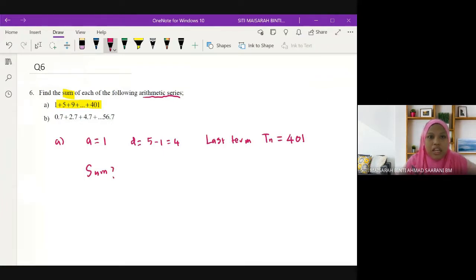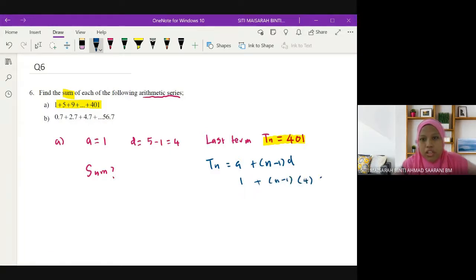semualah. Jadi awak kena cari berapa bilangan term yang dia ada. So untuk cari bilangan term yang ada, you must use Tn equals to 401. Cari dulu n dia ada berapa. So then use Tn equals to A plus n minus 1 d. Then A dia is 1 plus n minus 1, d is 4, equals to 401. So cari sampai dapat n dia berapa.